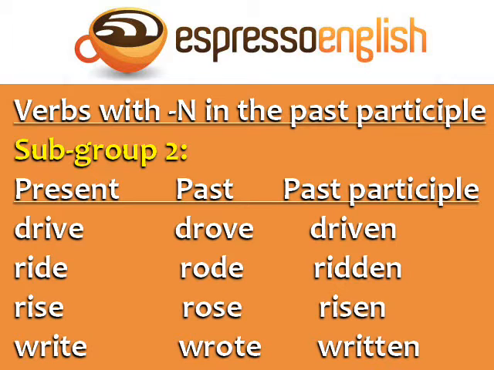Subgroup 2 has o in the past but not in the past participle. Drive, drove, driven. Ride, rode, ridden. Rise, rose, risen. Write, wrote, written. Notice that the sound of the I changes from the present to the past participle. The present is drive, and the past participle is not drive, but driven.